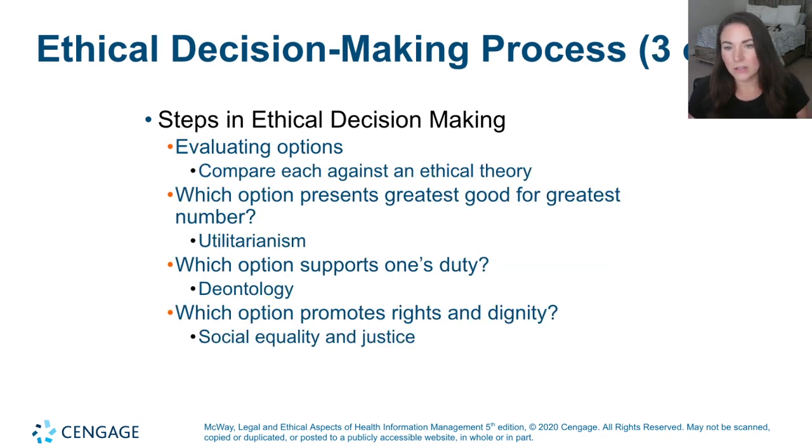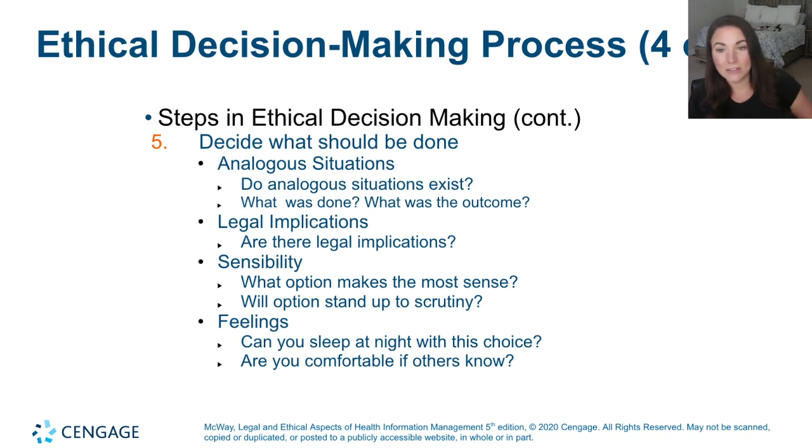So when evaluating your options, you can compare each one against an ethical theory. So either utilitarianism, which option would be best for the greatest good of the most people, or deontology, which option supports doing your duty, or social equality and justice, which option promotes the rights and dignity of everyone. Okay. So after weighing each option, step 5 is that the decision maker has to make a decision and act upon it, which is not always easy, right?